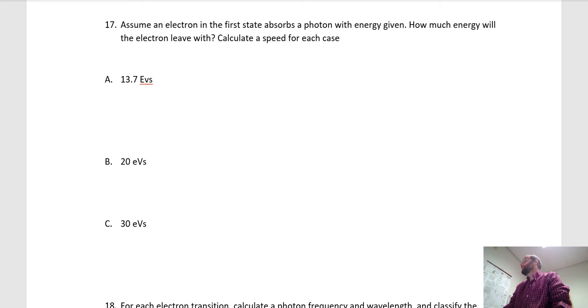So let's see, assume an electron in the first state absorbs a photon with the energy given. How much energy will the electron leave with? So just some reminders here.